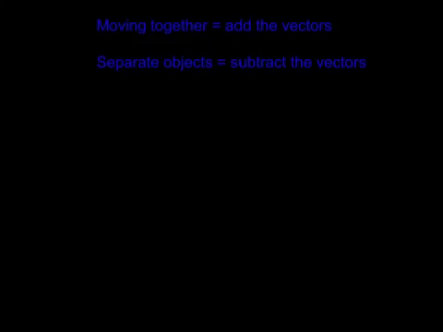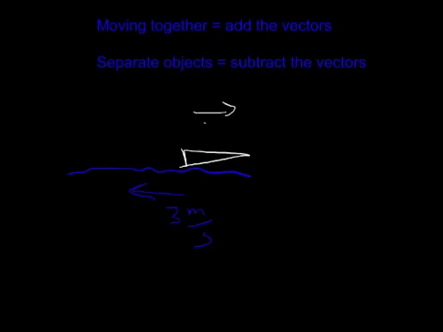What that means is that the motion of one object affects the other object, then I'm going to add the vectors. For instance, let's take the example of maybe there's a river, and this river is moving to the left at 3 meters per second. And we have a person on a boat, and the boat is moving this way at 5 meters per second.